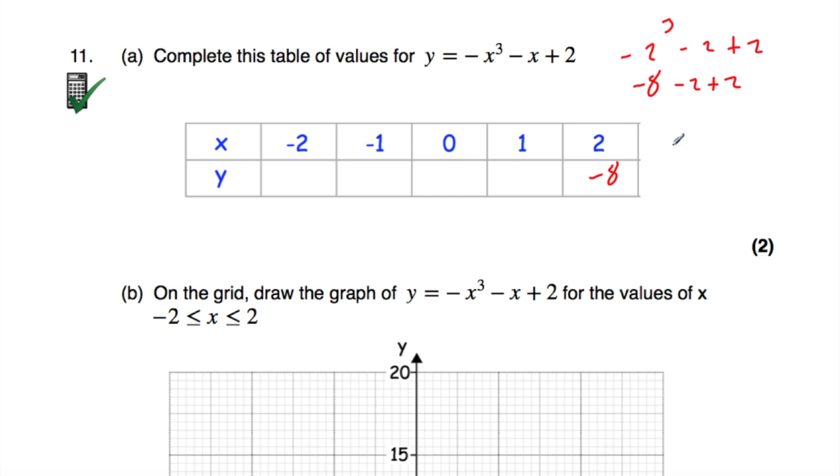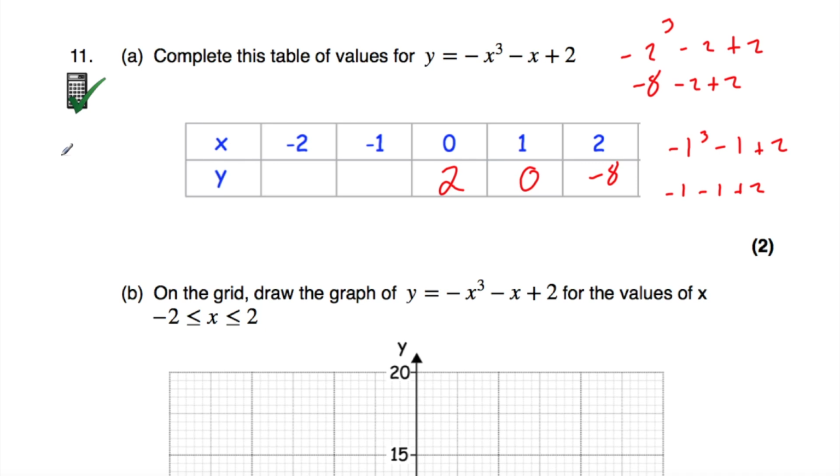Okay, now 1, so we're going to do minus and then 1 cubed, and then take away 1 and then plus 2. Okay, so 1 cubed is equal to 1, then we're going to change the sign, so it's going to be negative 1, take away 1 and then plus 2. Negative 1 take away 1 is negative 2, plus 2 is 0. Okay, now 0, that's quite easy. 0 cubed is 0, change the sign, still 0, take away 0, plus 2 would be 2.